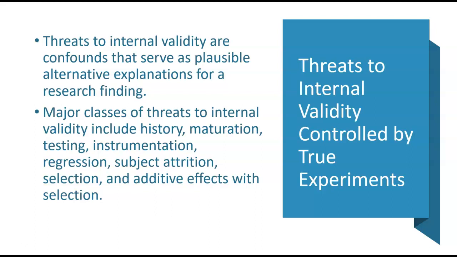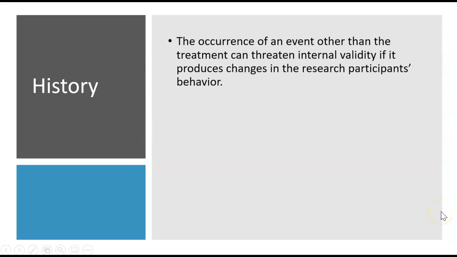There's a long list, and we're going to look at each of them separately. There are major classes of threats to internal validity, and they include history, which is events, maturation, instrumentation, regression, attrition, selection, and additive effects. So first we have history, and this is what happens if an event occurs that you didn't plan on and have no ability to control for, but it threatens the internal validity because it may or may not have had an impact on people's behavior. Sometimes these are just unforeseen events that you couldn't have predicted.